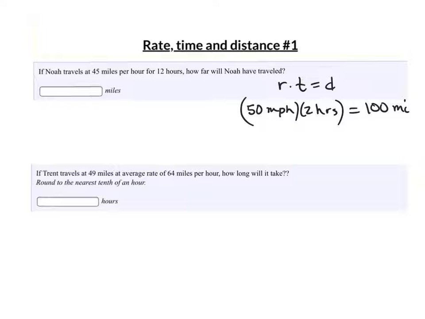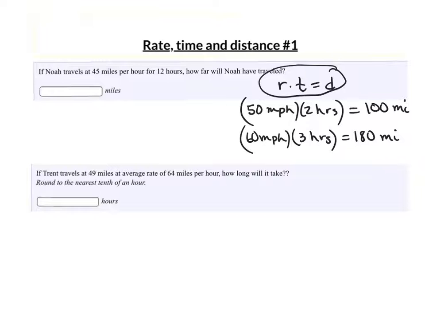If I drive at 60 miles per hour, and I do that for 3 hours, so it's 60 miles the first hour, another 60 miles the next hour, and another 60 miles the third hour. That is 180 miles. So this is the idea we're using when we do all these questions.